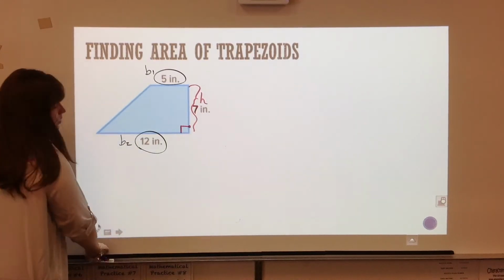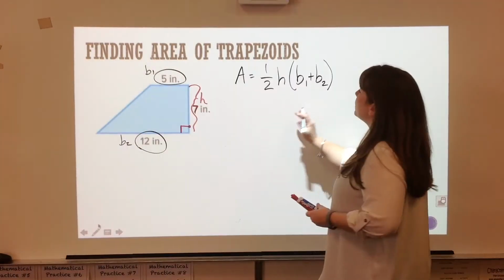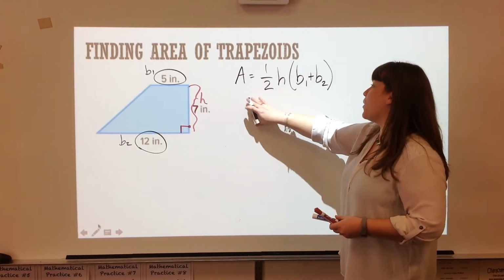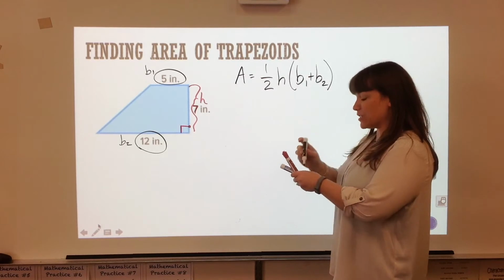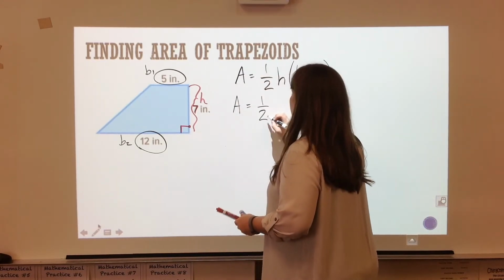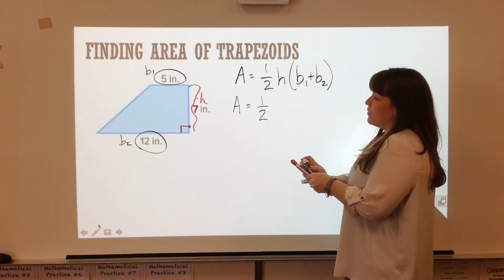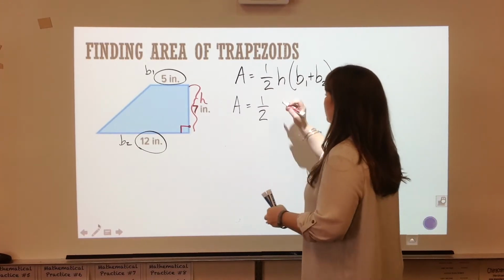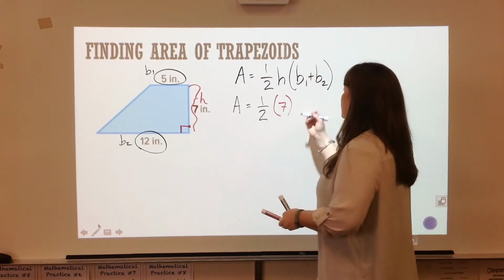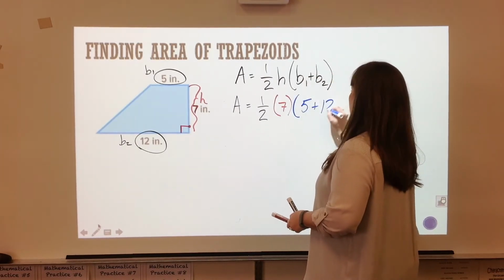So now we're going to do our formula. This is a more complicated formula, so I want you to get used to writing it: 1/2 times h times the sum of the two bases. We don't know the area. We know that we have to take half, and now we get to pluck and plop out our h. The h is 7, and then our two bases are 5 and 12.